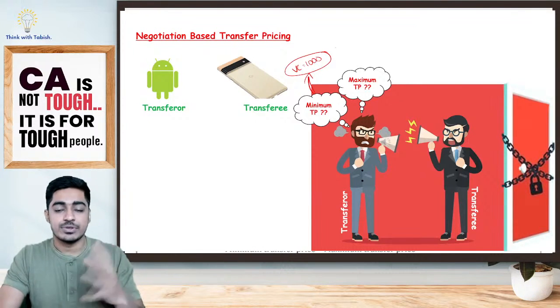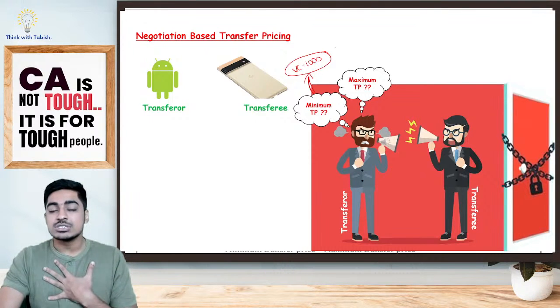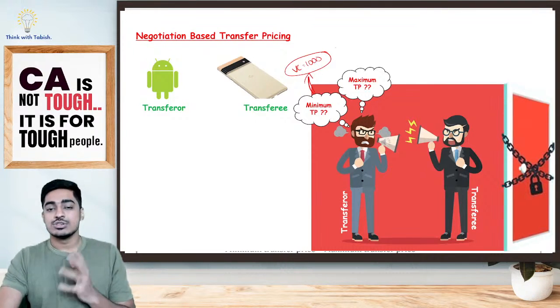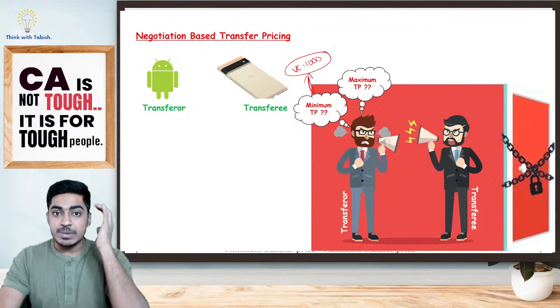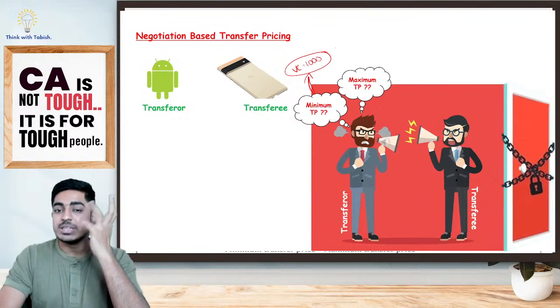So the transferor is saying, at bare minimum, the marginal cost that I have incurred, that at least I should get. He will keep in mind the minimum amount. I have incurred 1,000 rupees, so 1,000 at least I should get. That will be there in his mind.